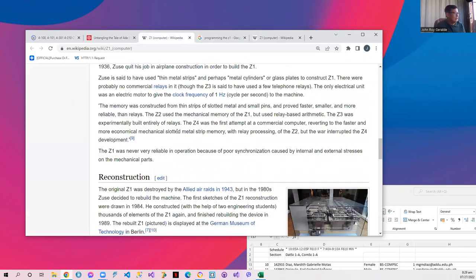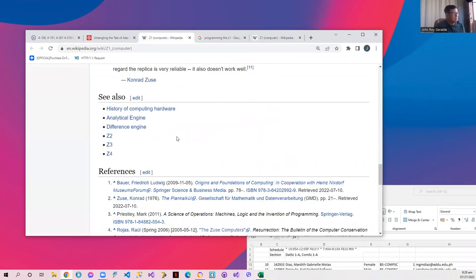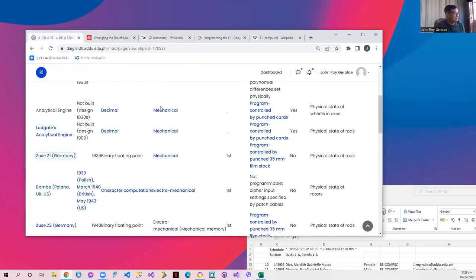In a way, that's all. There's not much, so we cannot demonstrate this. This is a mechanical version, but this time it uses binary numbers and floating point, not fixed point.